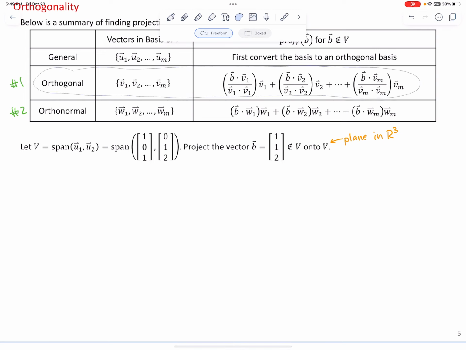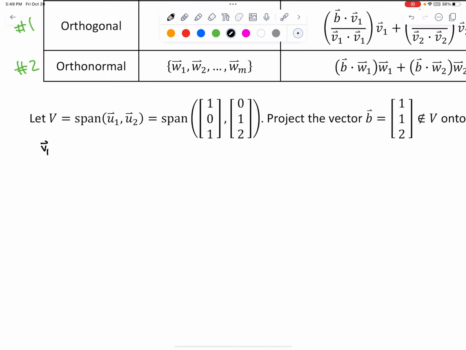We're going to first convert the non-orthogonal basis to an orthogonal basis and then use the given formula to find the projection vector. So the first vector in our orthogonal basis will be equal to the first vector in our general basis, that vector being (1, 0, 1). And then our second vector will be equal to u2 minus u2 dot v1 over v1 dot itself, times vector v1. So in this case, u2 is the vector (0, 1, 2).